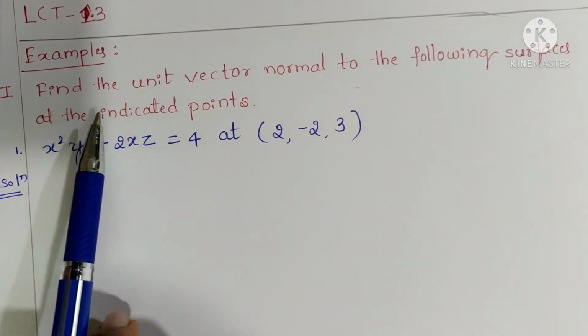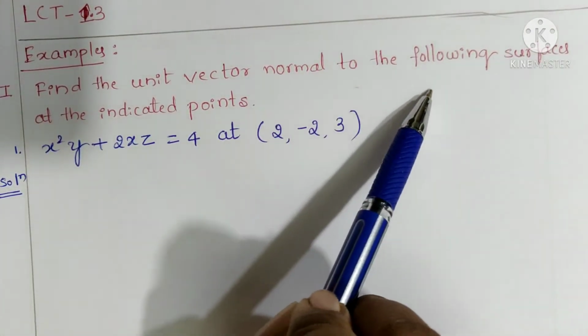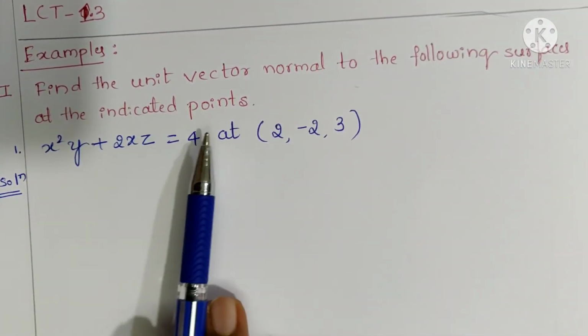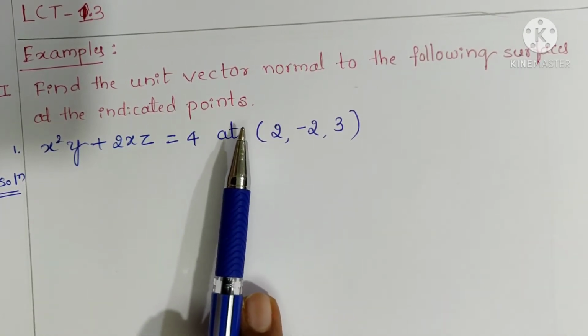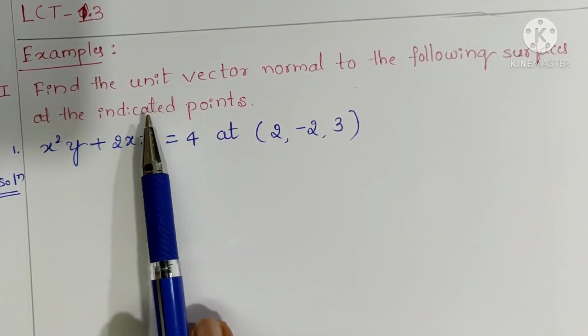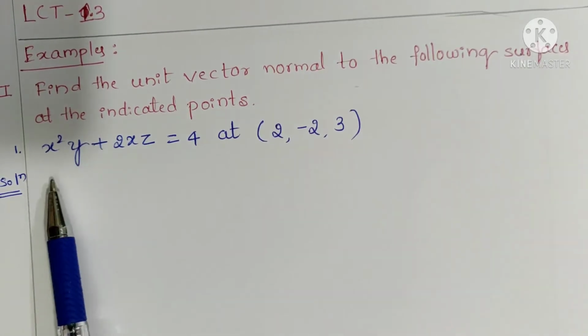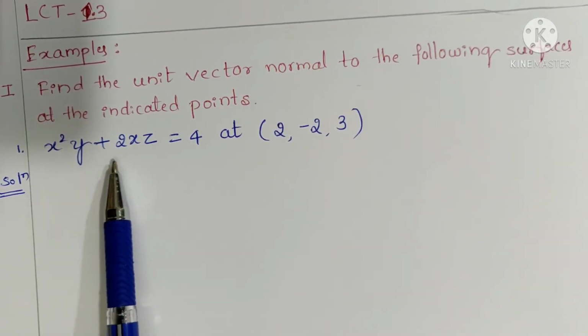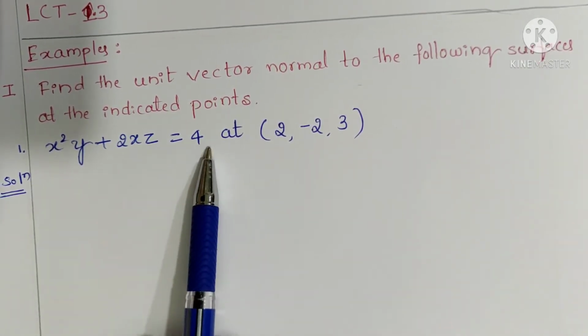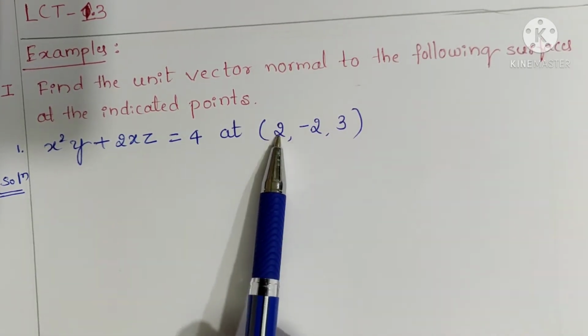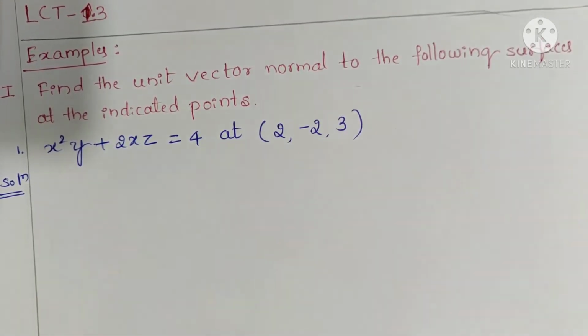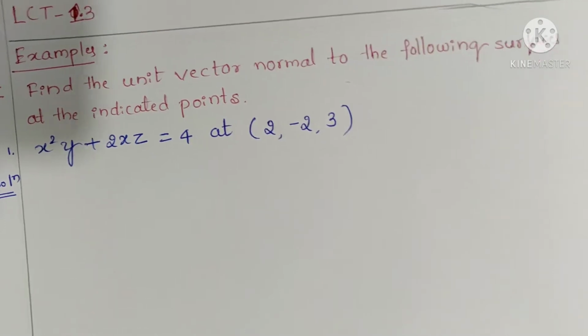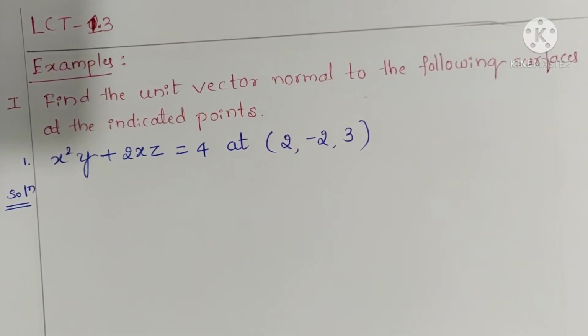First, find the unit vector normal to the following surfaces at the indicated points. They asked you to find a unit vector normal. Given surface, first one: x square y plus 2xz is equal to 4 at (2, minus 2, 3). So you are given the equation of the surface at the indicated point.